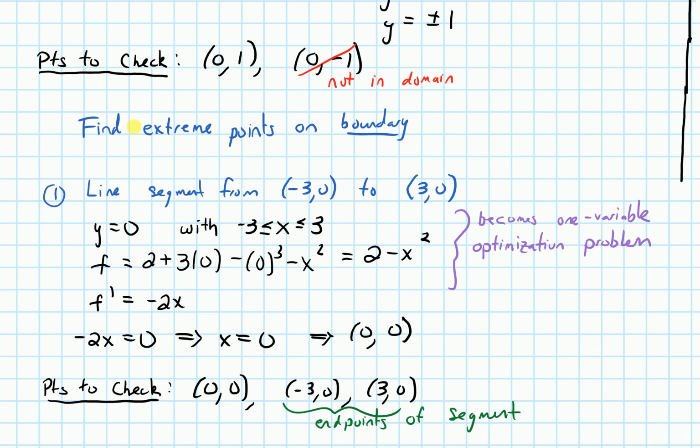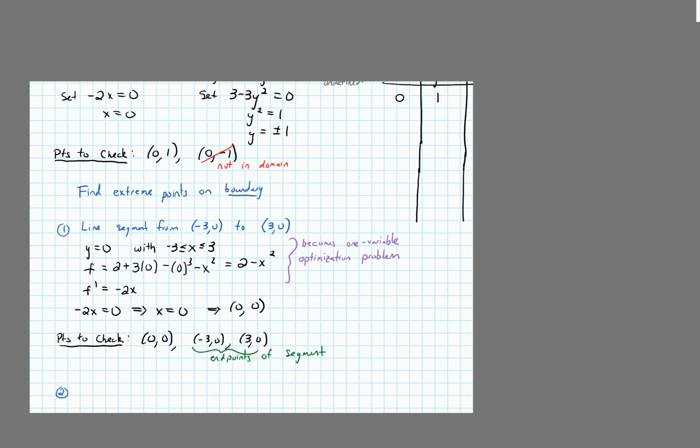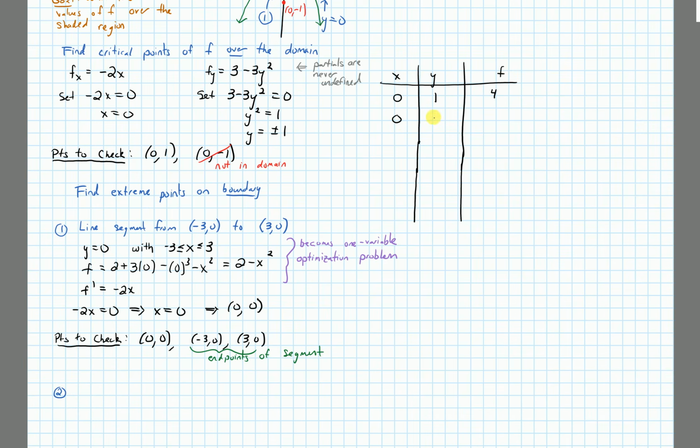Okay, so I'm going to include these in the table. In the table, I need to include 0, 0, negative 3, 0, and positive 3, 0. All right, so that was one part of the boundary curve.